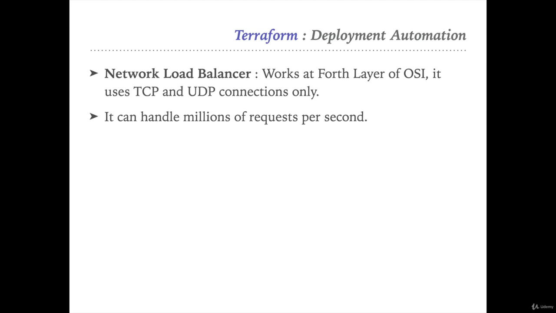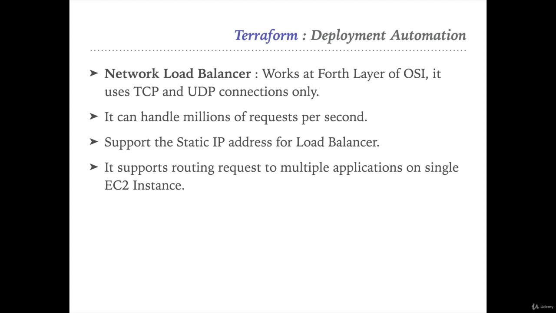If you have a website or an application which is very volatile in terms of traffic, then the network load balancer is a very good option in AWS for you. Network load balancer supports a static IP address for the load balancer. You can define the static IP with the load balancer, and all the traffic can communicate with that particular IP only.